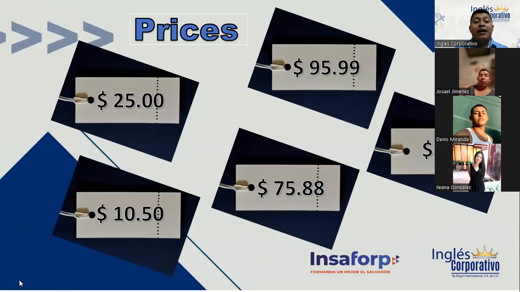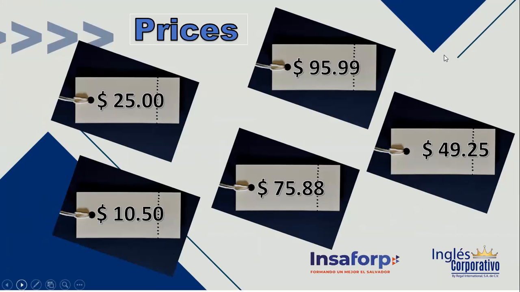So let's start with this. Can you help me please with this? How do you read these prices? Let's see the first one. Any volunteer to read the first one? $25. Thank you so much. You said $25. And what about this other one? How do you read this price? Any volunteer to read this price? $95.99. Thank you so much, Ileana. What about the next one? Any volunteer? $10.50. How do you say that in English?